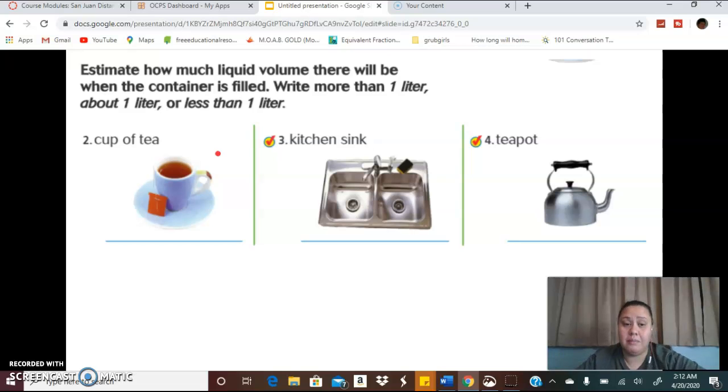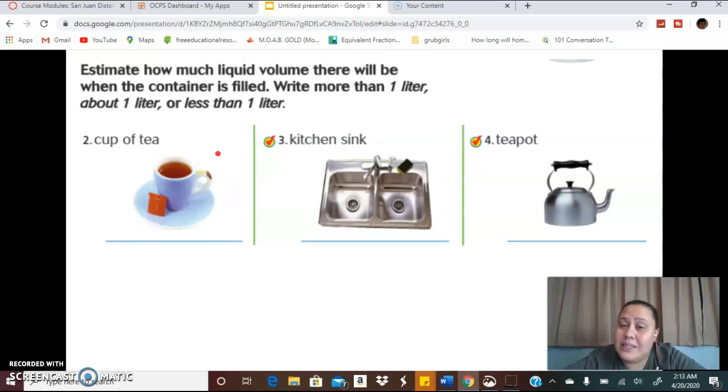So, is it going to be more than 1 liter? Is it going to be about 1 liter? And we know what that means. Or is it going to be less than a liter? So we have 3 items here today. We have this cup of tea, and we just saw a cup in the previous slide. And we knew that cup was smaller than a water bottle, which is a good estimate of 1 liter. So would we say that this cup of tea is more than 1 liter? Is it about 1 liter, or is it less than 1 liter? I'll give you about 3 seconds to take a guess on that.